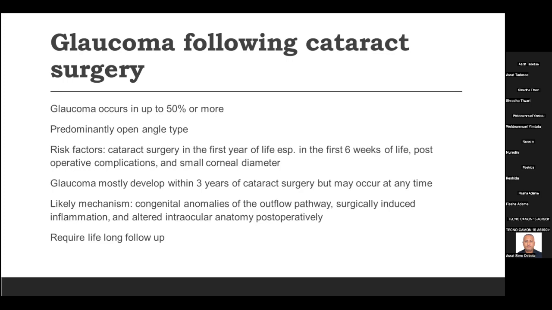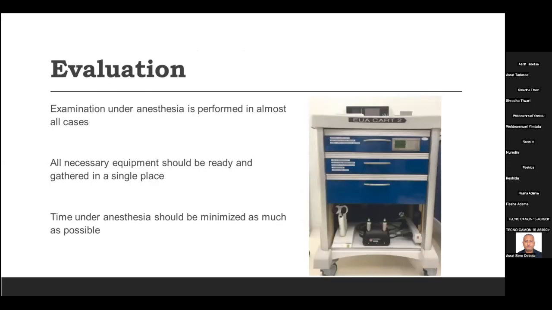So children who have undergone congenital cataract surgery require lifelong follow-up so that we don't miss glaucoma, which we are aware occurs in about 50%. So for evaluation of these children, when we suspect there may be glaucoma in them, we always need to evaluate under anesthesia, and we need to have the necessary measurements taken.